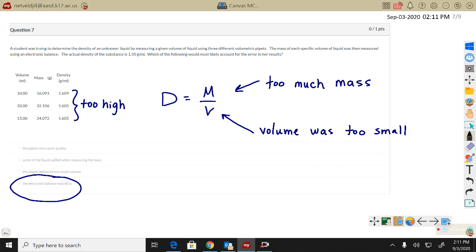So it could have been that the electronic balance was dirty, that maybe there was something else on the balance, maybe some extra liquid, or maybe from another experiment, somebody was measuring a solid and there was already some solid on the balance pan, and then that extra mass was being included in my mass here. Maybe somebody didn't hit the 0 button when they were trying to determine the mass of the sample, and so it didn't zero out that extra contaminant or whatever was making the electronic balance dirty.